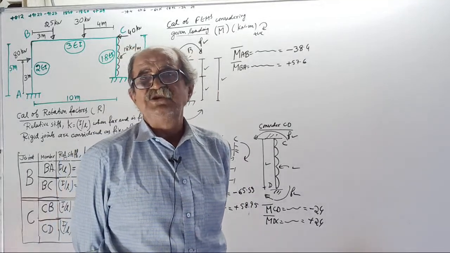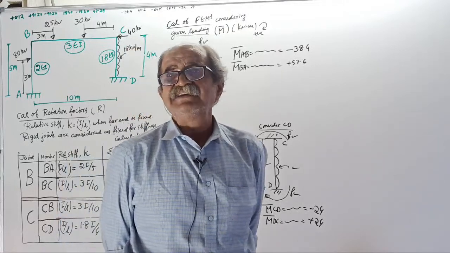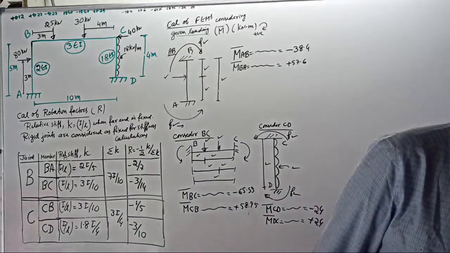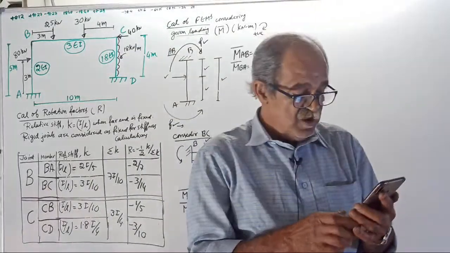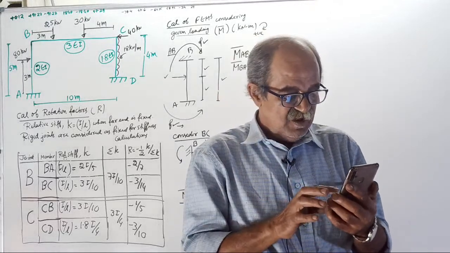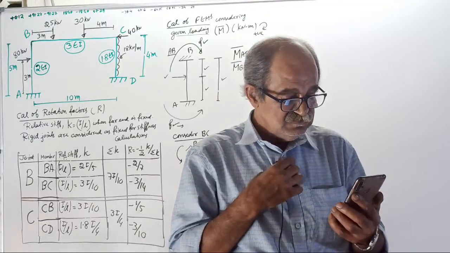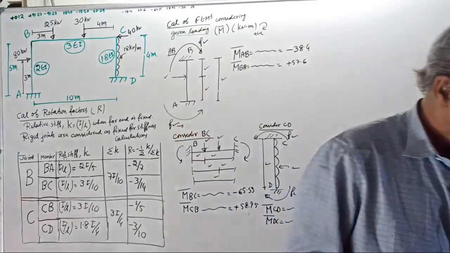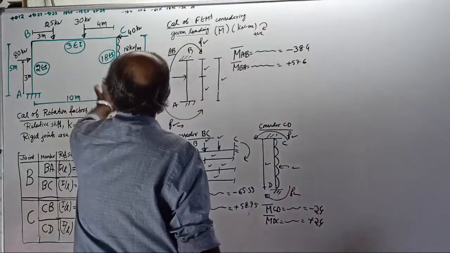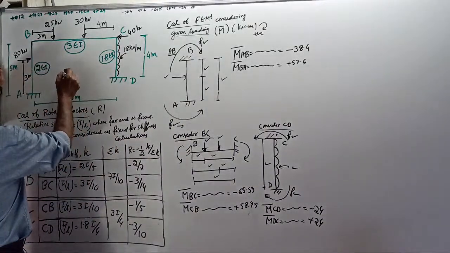Analysis of rigid jointed plane frames with sway or with the translation of joints by, tell which method? By Kani's method. Okay, start. That is sway frame with, I told, heading is by what? By Kani's method.